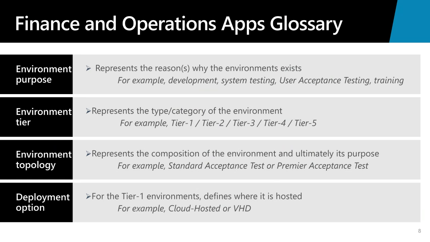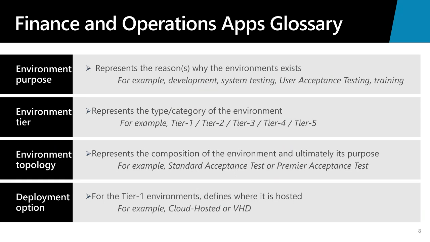The first one here is environment purpose. That environment purpose represents why an environment exists. The examples are development, system testing, user acceptance testing, training, and so on. Each one of your environments is assigned a tier, and the tier defines the properties of that environment. We have 5 different tiers, tier 1 through tier 5. We're going to talk a little later in the presentation about how to select the correct tier of environment and some differences between tier 1 and tier 2 plus type environments.